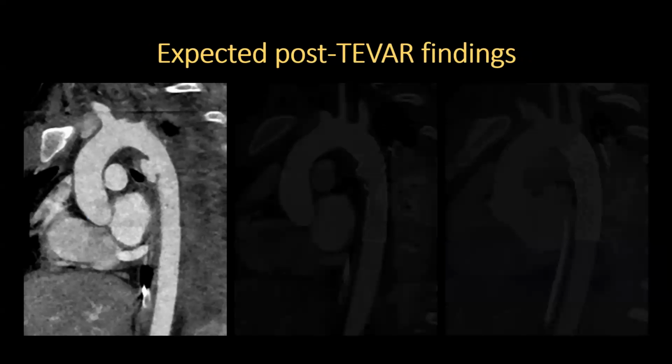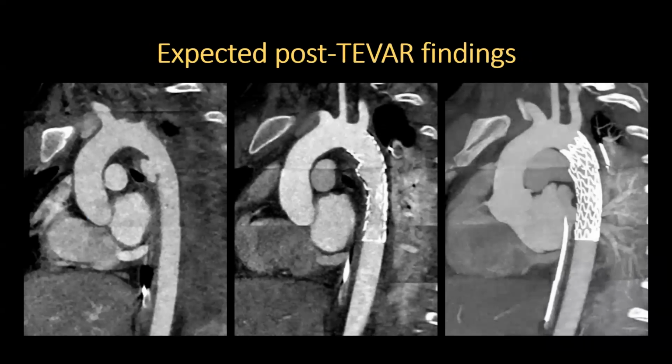Now we've seen several examples of repaired traumatic aortic injury. Let's review the normal appearance and complications. Following endovascular repair, we should see that the endograft is well opposed to the aortic wall at its landing zone. The pseudoaneurysm should be excluded with no residual contrast opacification.